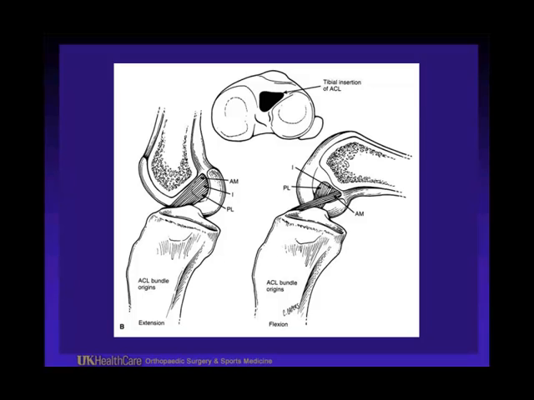Thinking about the anterior cruciate ligament, the top shows the bird's eye view of this. There are two bundles in general, the anterior medial bundle and the posterior lateral bundle. These are named for their attachments on the tibia. The anterior medial bundle is taut in flexion, as shown on the right. The posterior lateral bundle is taut in extension.